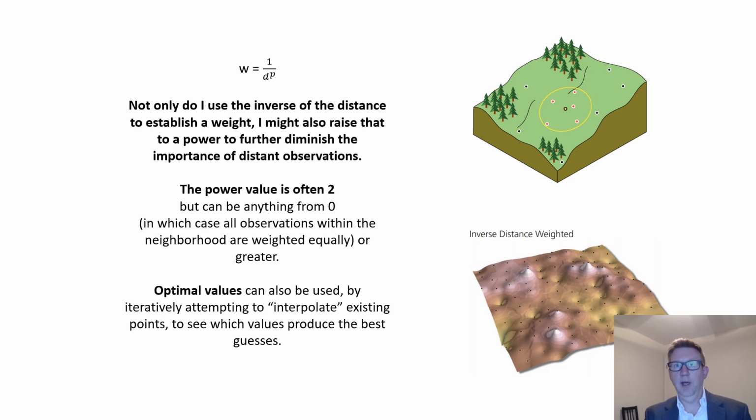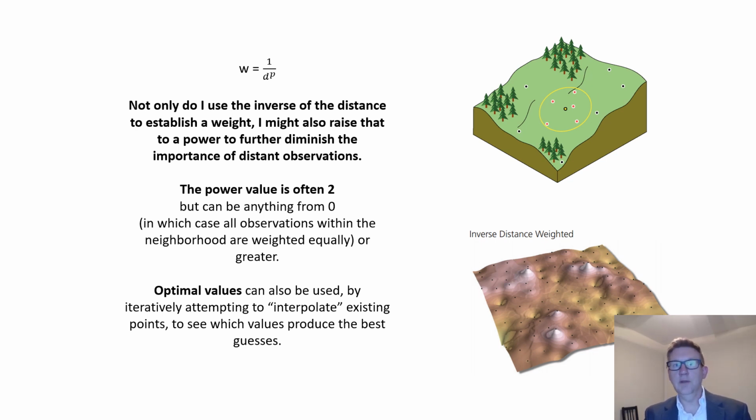So in this case, if I apply an exponent of 2, so here w equals 1 over d to the p, if p is equal to 2, as is often the case, then if I'm at a distance of 1, then I have a weight of 1, so that's the same. But if I'm at a distance of 2, then it's 1 over 2 to the second, and I have a weight of 1/4. If I'm 10 units away, then I'm 1 over 10 to the 2, so it's 1 over 100, so I have a much smaller weight.